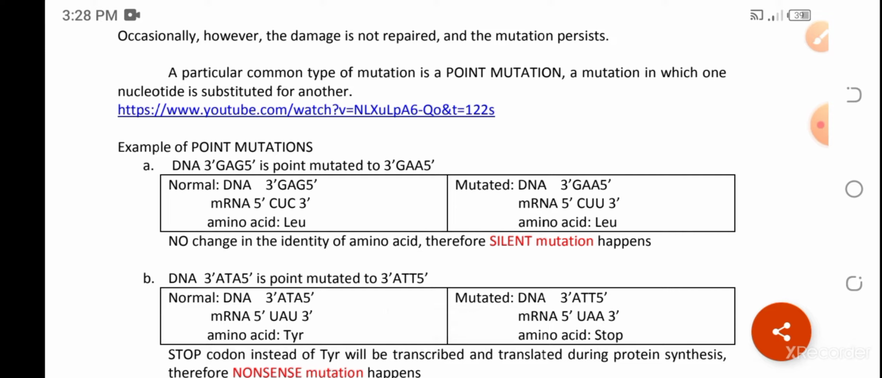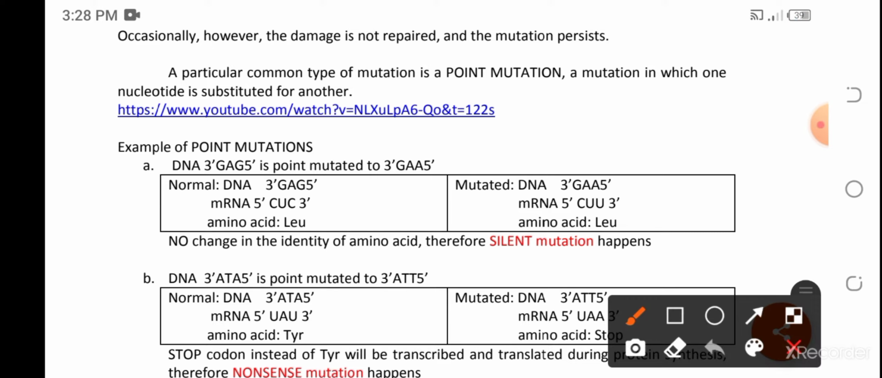Okay? So, for this first example, point mutation, originally the DNA has 3' GAG 5', and it has been point mutated to 3' GAA 5'. So, merong isa kasi 1 nucleotide lang yung change. So, instead of having GAG, naging GAA. So, isang difference. Yung G na point mutate na change ng A.